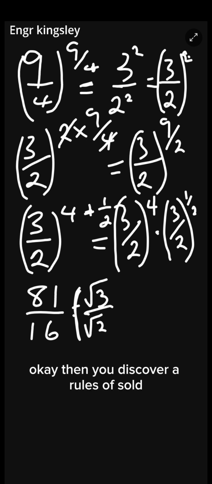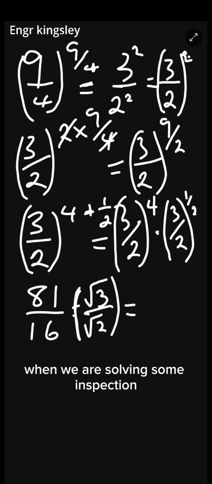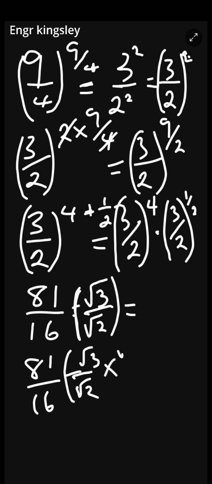Then you discover a rule of roots. We don't always allow a root to be at the denominator when we are solving some expression, so we still have 81 all over 16 here, multiplied by root 3 all over root 2. I will multiply by the radical at the denominator to eliminate this root. So let me take care of this radical here.